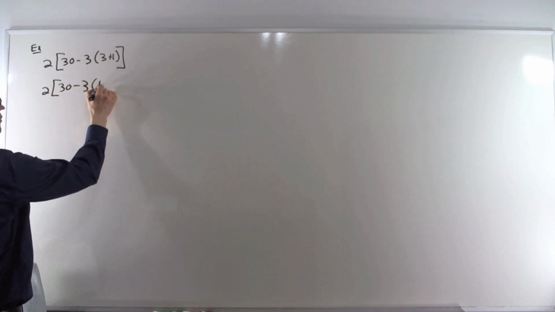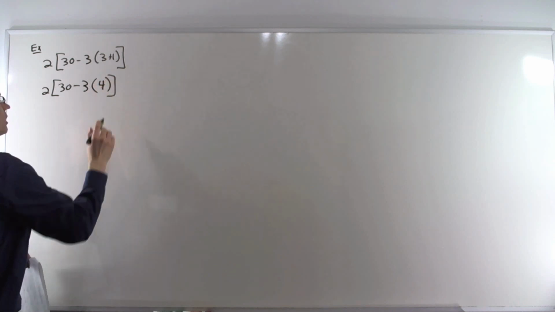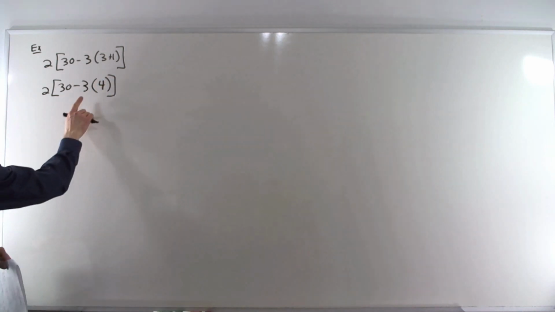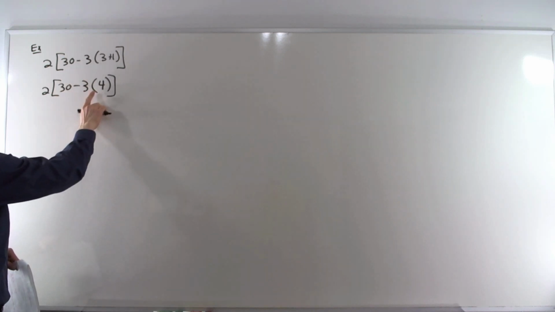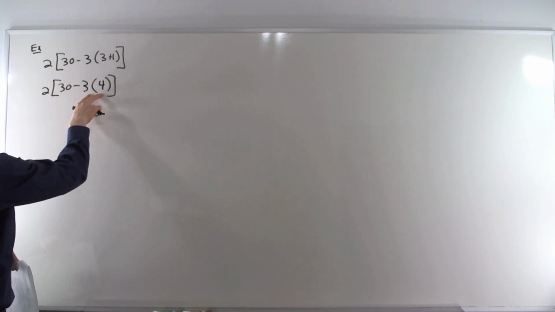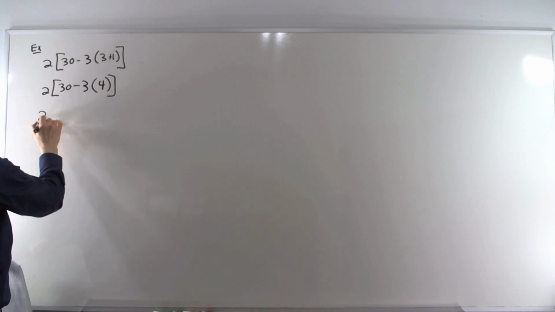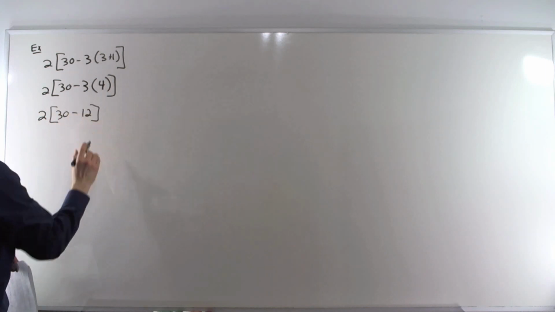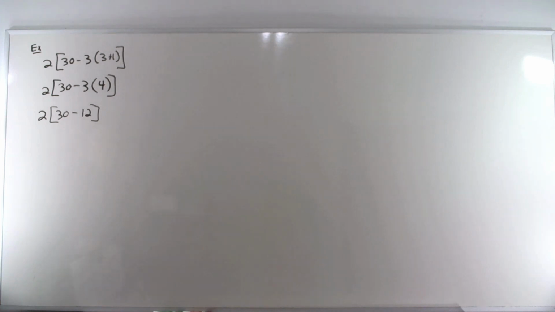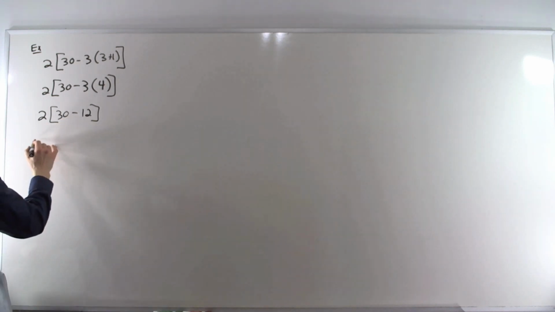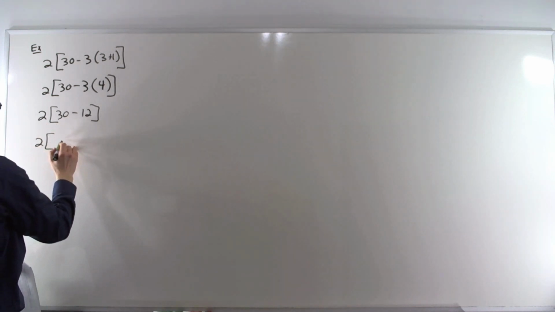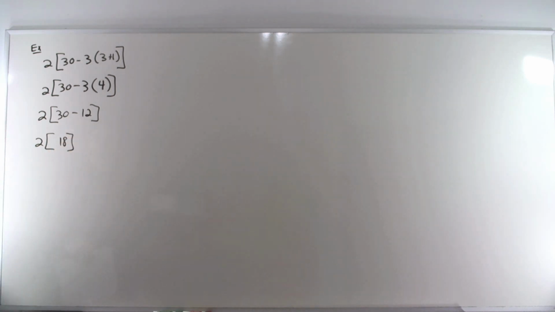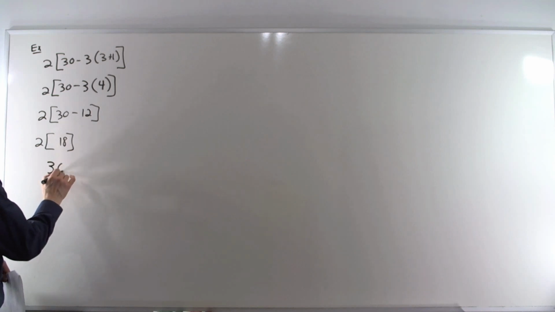So 3 plus 1 is 4, and that takes care of the inner parentheses. Now we're going to work inside this grouping symbol. So we've got subtraction and multiplication, so we'll do the multiplication first. Now we can complete inside these parentheses. So that's 2 times 18. And finally, 2 times 18 is 36.